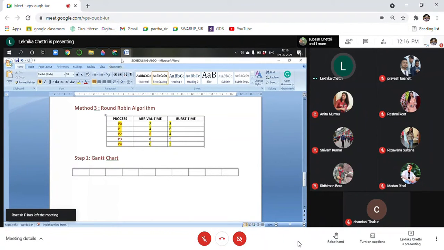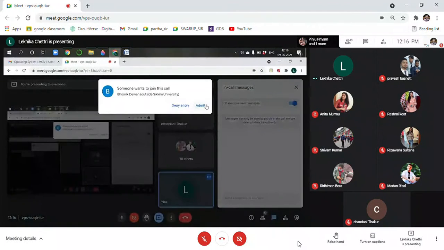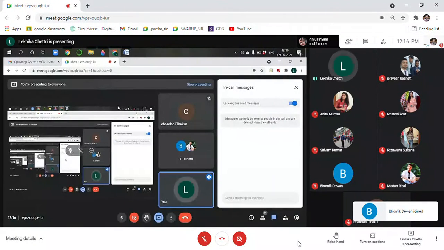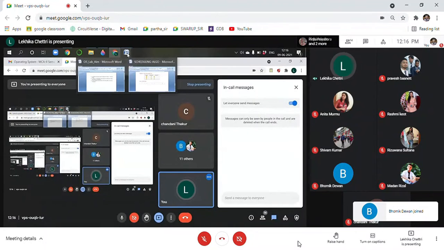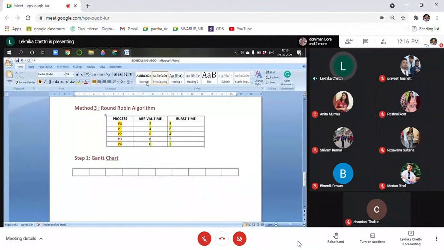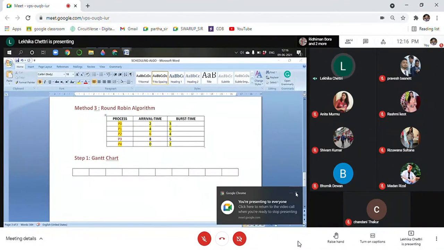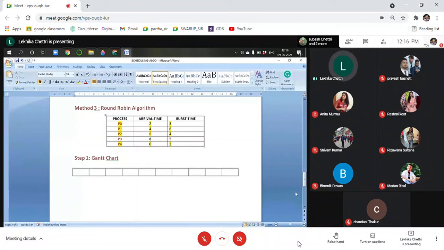So in that case you can choose randomly. Okay, so let's start. We are going for method 3, that is your round robin. Now can anyone from the class tell me, is round robin a preemptive type of algorithm or non preemptive type of algorithm?